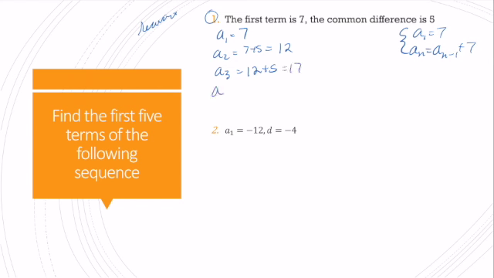A sub 4 is 17 plus 5, which is 22. And a sub 5 equals 22 plus 5, which is 27.